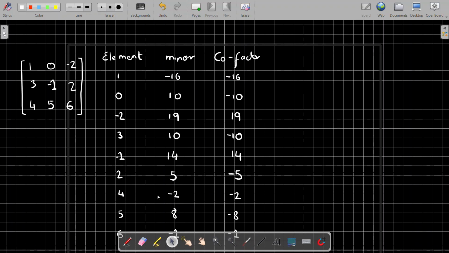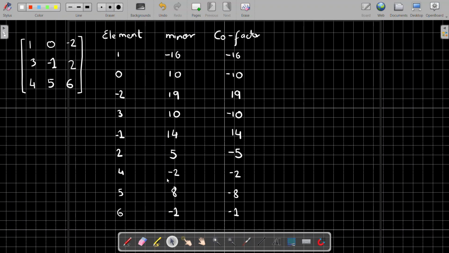So, in the previous class, we saw this matrix as an example, and we've calculated the minors of each element and the associated cofactor of each element. So, in case of 1, we had minor minus 16, cofactor minus 16, and so on and so forth. So we had all these minors and we calculated all these cofactors.